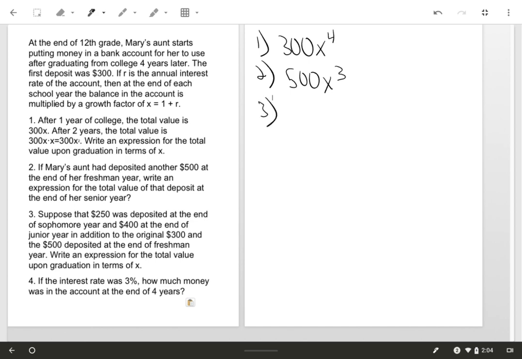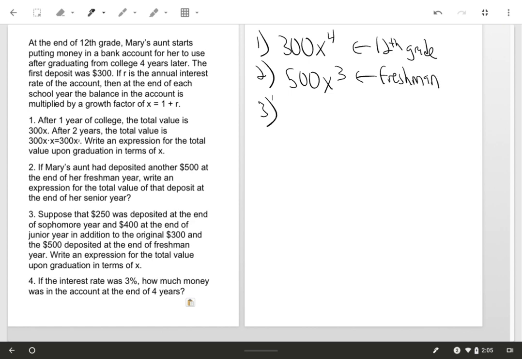All right. Number 3, suppose that $250 was deposited at the end of sophomore year and $400 at the end of junior year, in addition to the original 300 and the 500 deposit at the end of freshman year. Write an expression for the total value upon graduation in terms of x. So this was the end of 12th grade. Okay. This is at the end of freshman year.